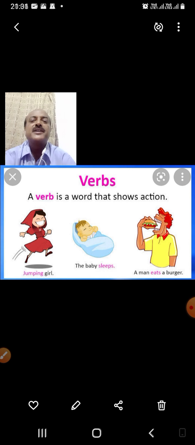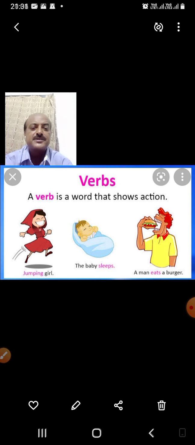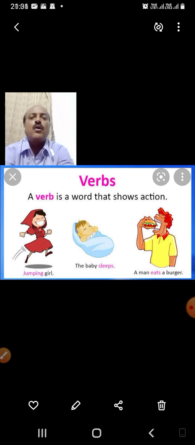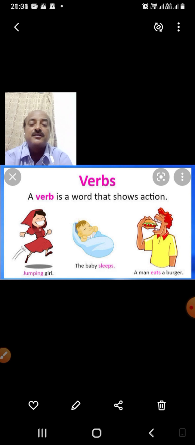So, action means something that we do, like jumping, sleeping, eating, running, skipping, laughing, sitting, jogging. Sneezing, coughing, all these have action. Hitting, boxing, swimming. All these words show some action is being done. So they are known as action words or doing words.